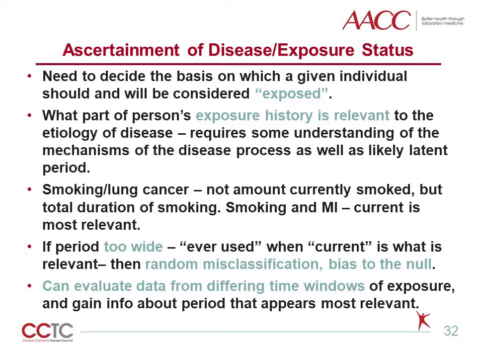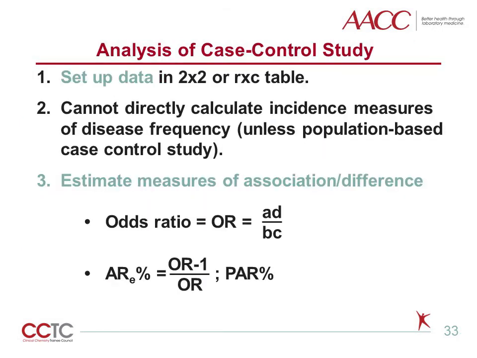So depending on the outcome, you have to understand the disease process enough to know what exposure history you need to get and at what time period. If the time period is too wide, you use ever use when current use is what is relevant, then you're just going to harm your ability to find the association you're looking for because of random misclassification, which will bias towards the null. What you might need to do if you don't know everything biologically yet about this exposure-disease relationship is evaluate data from differing time windows of exposure so you can begin to look at the time periods and see what seems to be the one that's most relevant with the most increased risk.